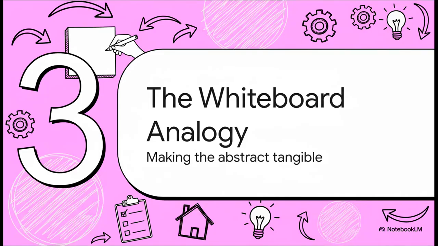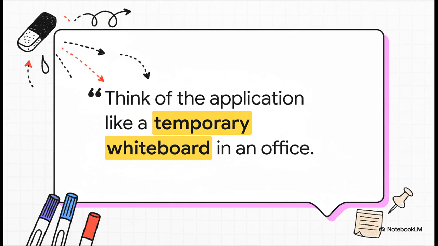Now, I know this can still feel a little abstract, so let's use this really great analogy from the source material that's going to make this whole thing just click. Here it is. This is the key. For just a minute, forget about code. Just picture an office whiteboard. A temporary space where a team can get organized. This simple idea, it unlocks the entire design.